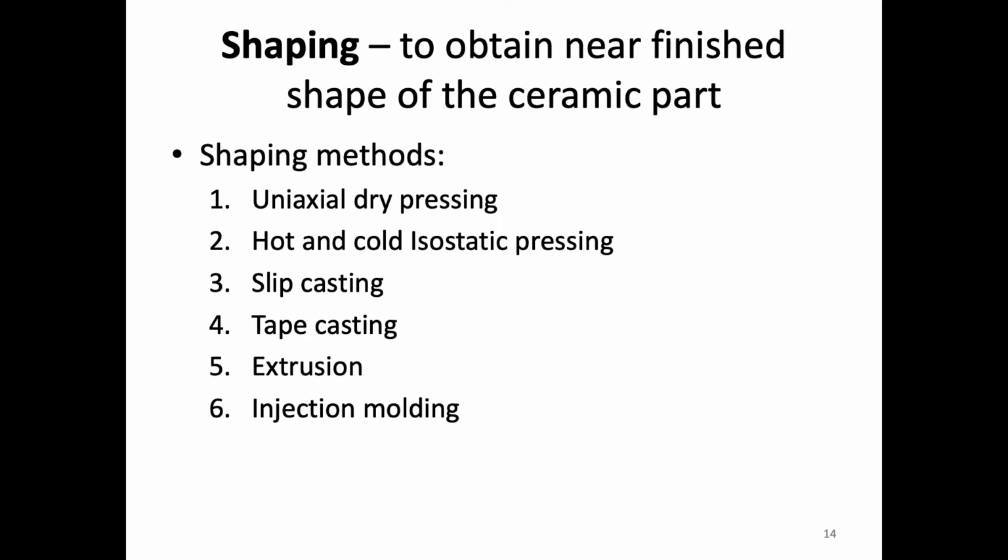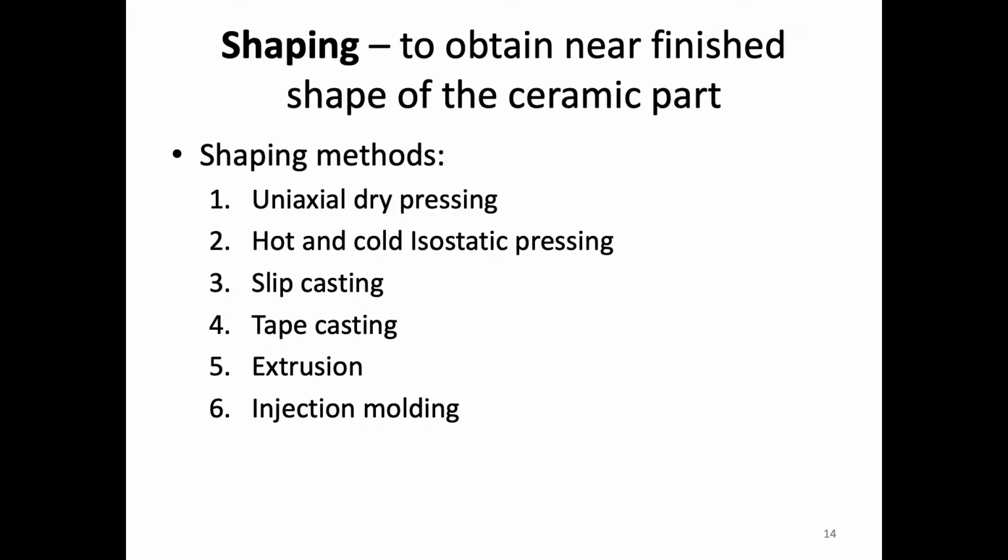Okay, so this is not a comprehensive list by any means, but these are some of the different shaping or forming methods that we're going to talk about. And so just briefly before we start, when I talk about shaping, we mean that we're obtaining the near finished shape of the ceramic part. And so the shape of that part is obviously going to constrict what type of shaping method we can use. So some will not be good for certain shapes and vice versa.